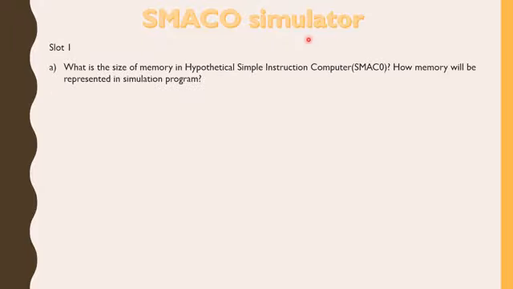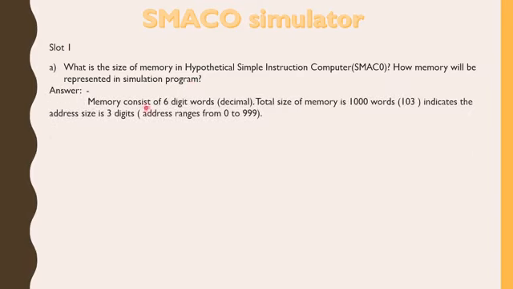So the first question is: what is the size of the memory in the hypothetical simple instruction computer? This is your SMACO, and how will the memory be represented in your simulator program? As we have seen earlier, the memory consists of 6-digit decimal words, and the size of your memory is up to 1000 words. That is, the address size is 3 digits, so the address range starts from 000 to 999. So this is how your memory locations will be represented in your SMACO.